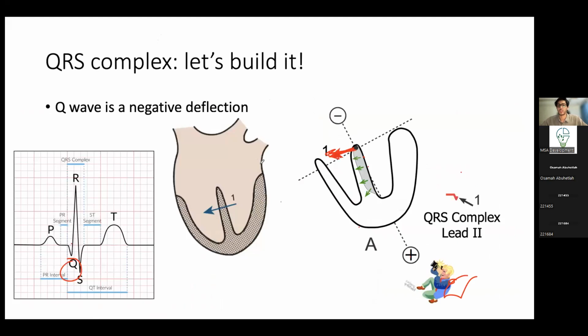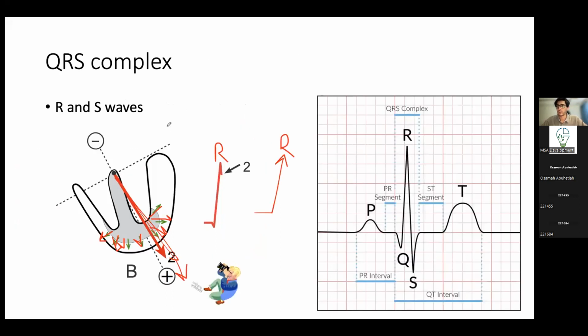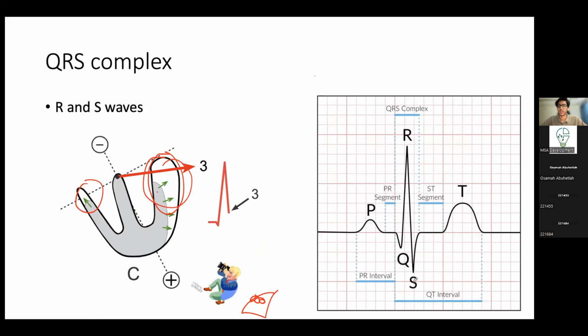Ventricular depolarization, as we know, starts with the interventricular septum depolarization, which spreads in this direction away from V2, which is why we have a negative deflection, known as the Q wave. Then we have the R and S waves. The R wave is positive because the rest of the ventricular depolarization is spreading towards lead 2, which is why we have a positive deflection. Then we have a negative deflection again, known as the S wave, because towards the end of ventricular depolarization, some of the waves are spreading away from lead 2.